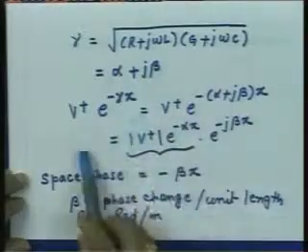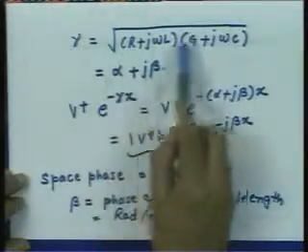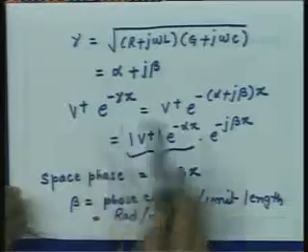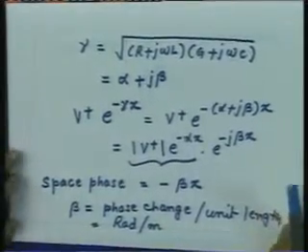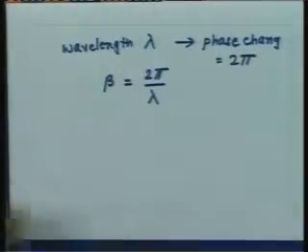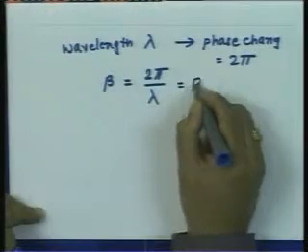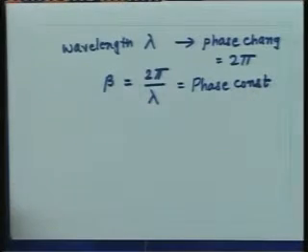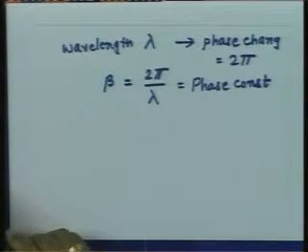As we have already seen, since gamma depends upon the primary constants R, L, G and C, beta also is a function of R, L, G and C, and in general it could also be a function of omega. Therefore, we conclude that this quantity beta, which is called the phase constant, is a function of the primary parameters of the line R, L, G and C, and also of frequency.